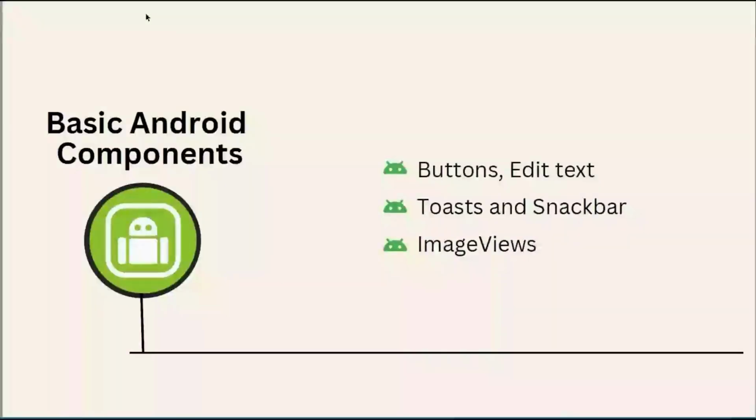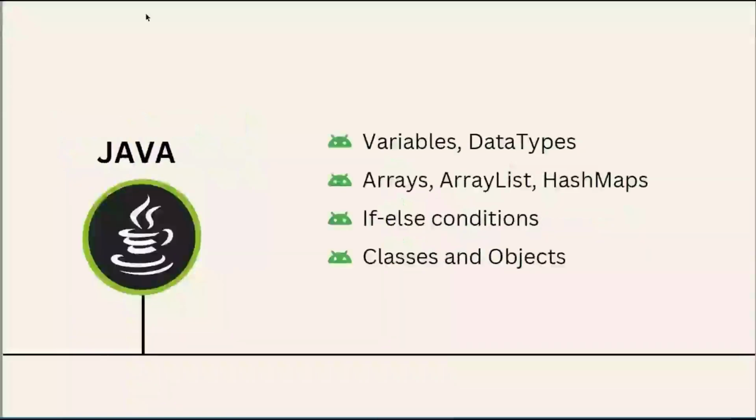In the course, firstly, we will go through the Android basic components, which include buttons, edit text, text views, toast and snackbar, how we can display toast and snackbars in your Android app, and how to display images. Also, using this, we will create a simple login screen which contains two edit texts and one login button.